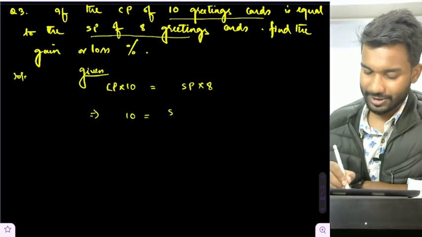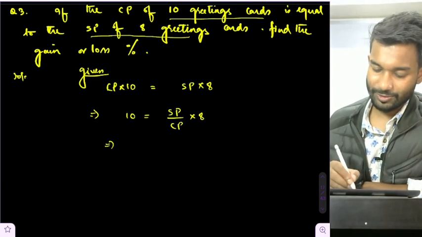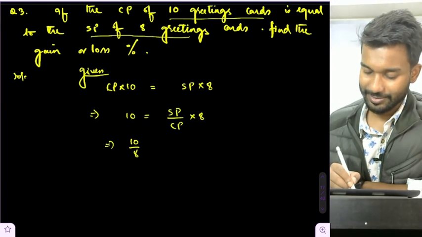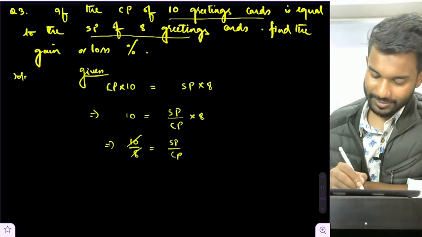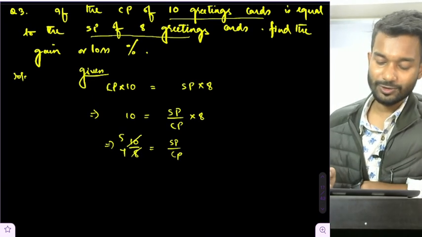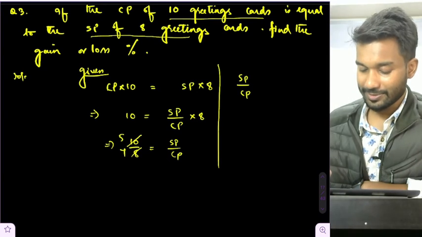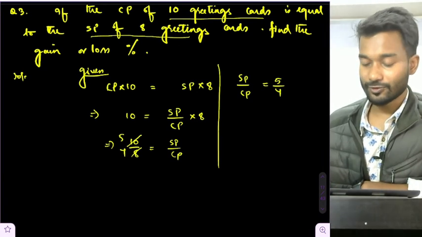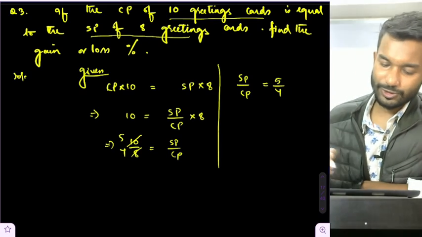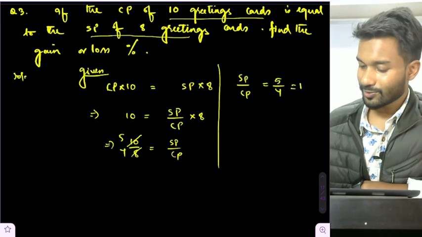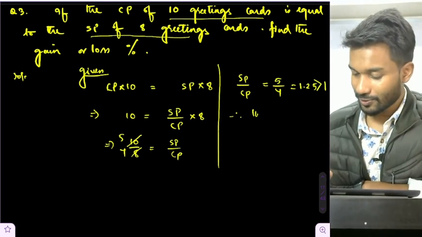So 10 will be SP by CP into 8. Bring the 8 to this side. So we'll get 10 by 8 equal to SP by CP. Dividing by 2, 5 by 4 is equal to the SP by CP ratio. And you know 5 by 4 is greater than 1, because 5 by 4 is 1.25, and 1.25 is greater than 1. Therefore, there is a profit.